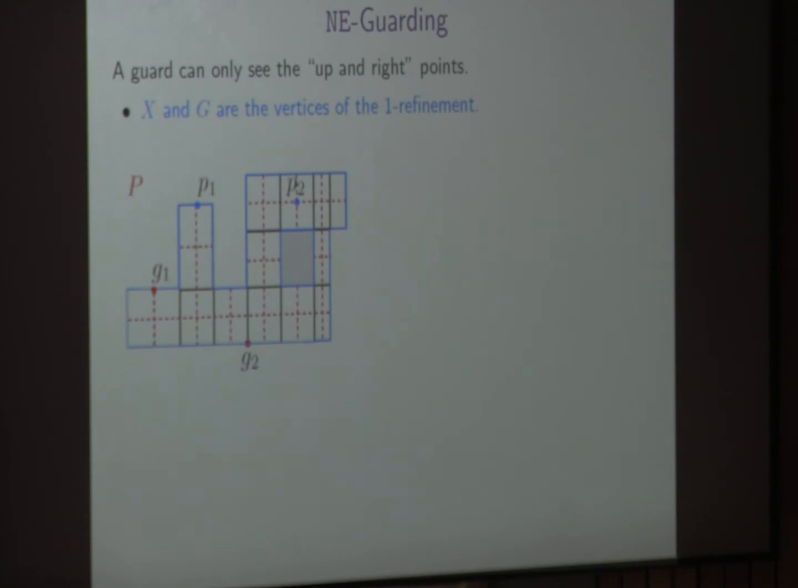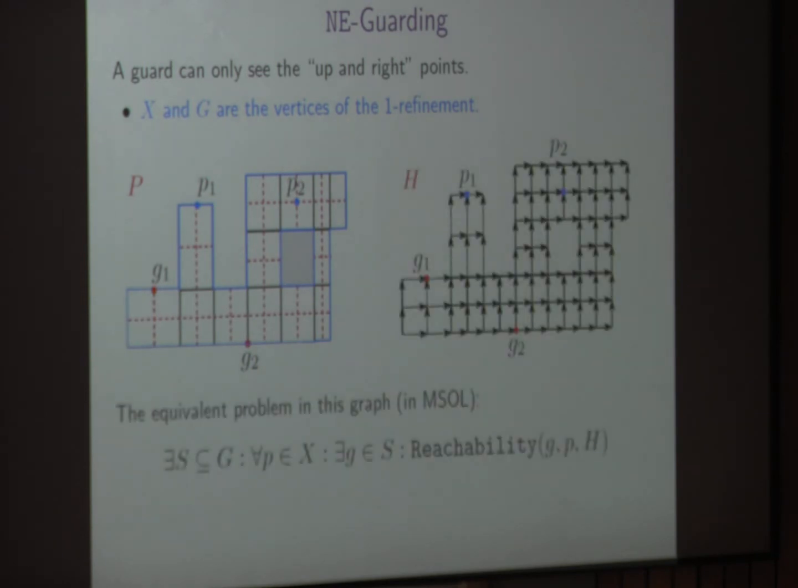So if I want to solve that problem, I take my one refinement as a graph, and what I will do is I will direct my horizontal edges to the right and all my vertical edges up, so north and east. Okay? So then I will get this directed graph.